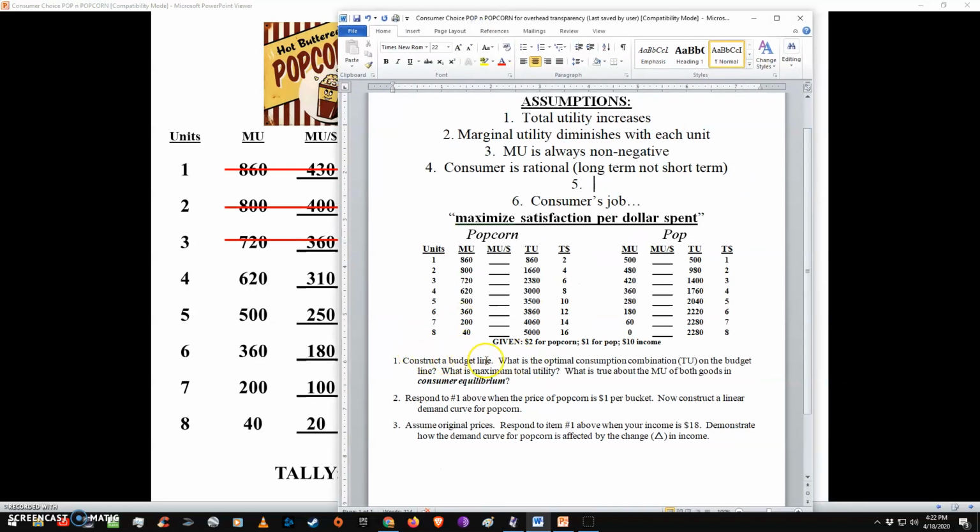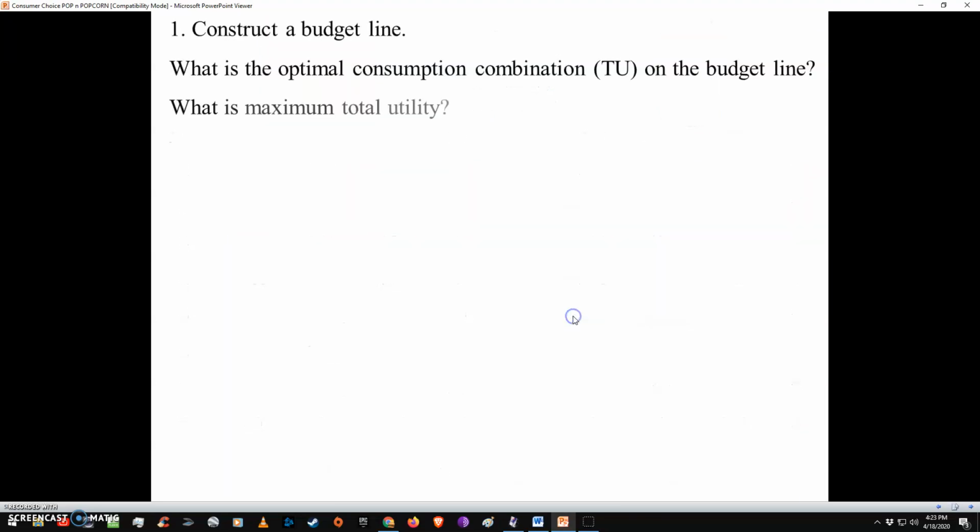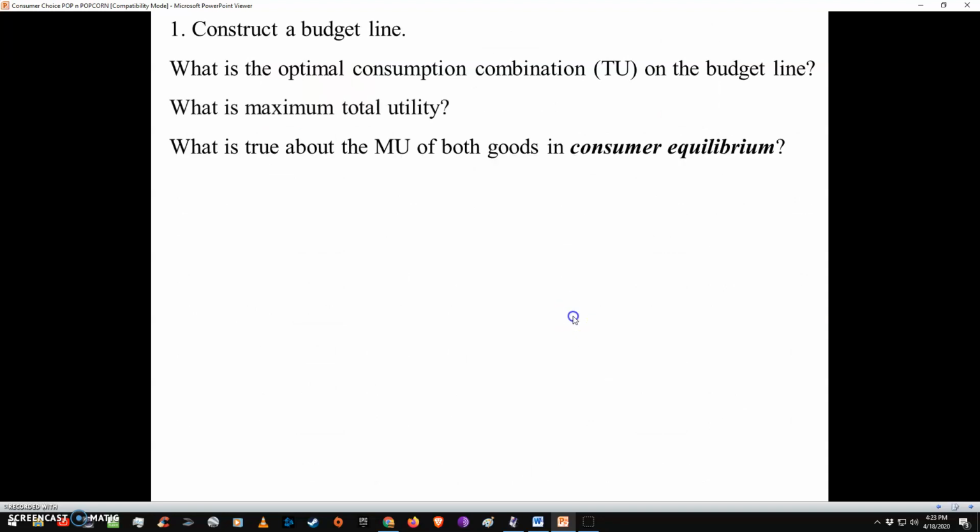It says construct a budget line. A budget line is how much money we can spend on stuff. So we do that. We get ourselves a budget line, and the budget line has... Oh, shut up, Marge. We're going to construct a budget line.